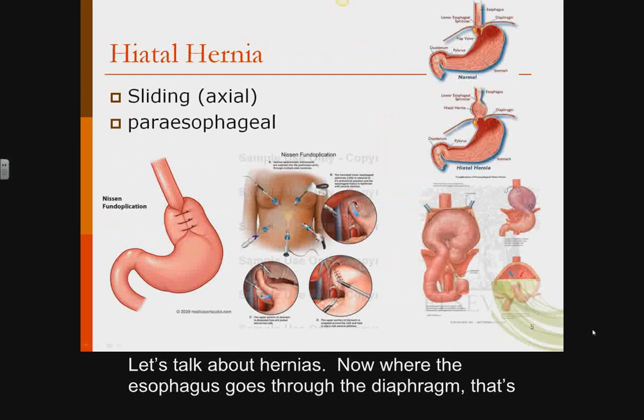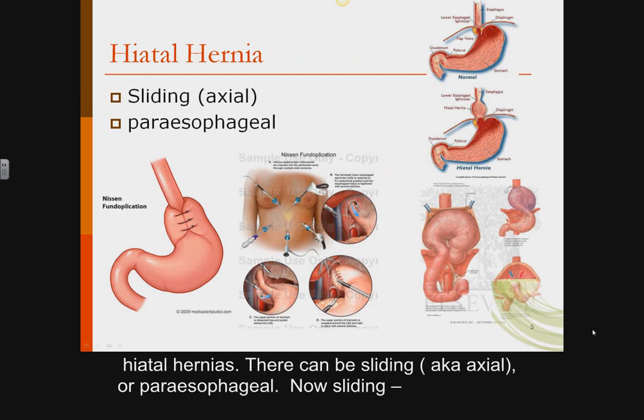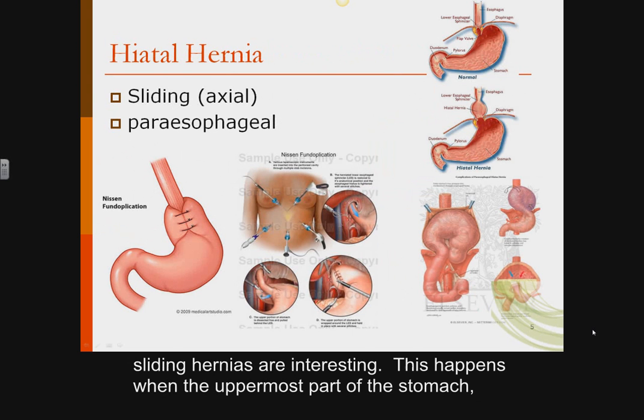Let's talk about hernias. Now, where the esophagus goes through the diaphragm, that's called the esophageal hiatus. Hiatus means breakthrough. And there can be 2 types of hiatal hernias. There can be sliding, which is also known as axial, or paraesophageal.